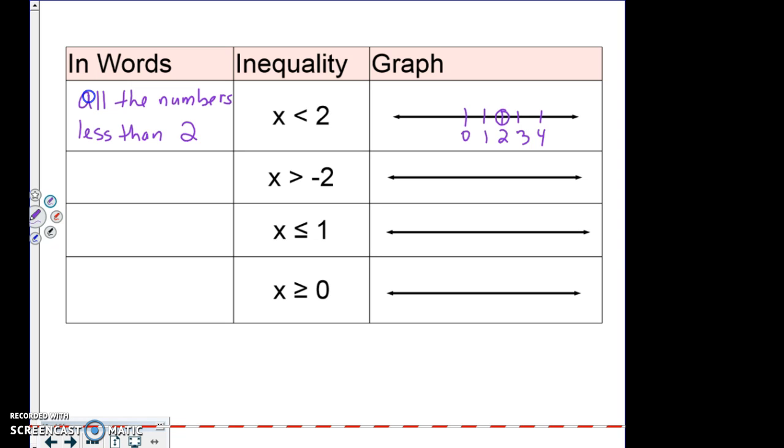So if you look at your number line, which way do the smaller numbers go? They go to the left. So you're going to actually shade your number line as far as you want to go and put a little arrow because it still goes even farther back than that.